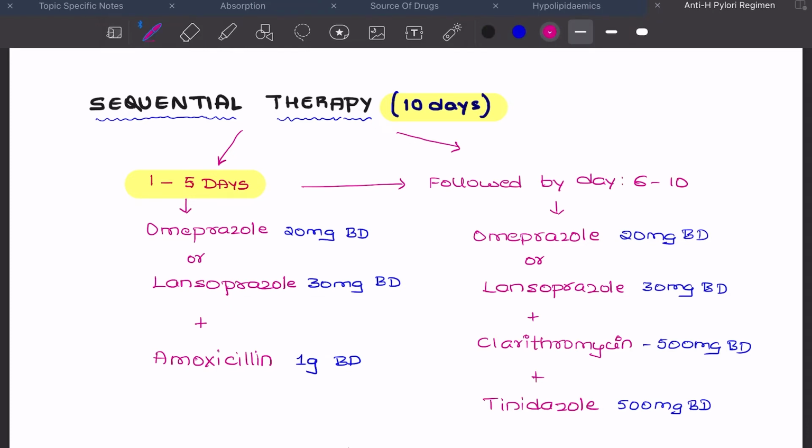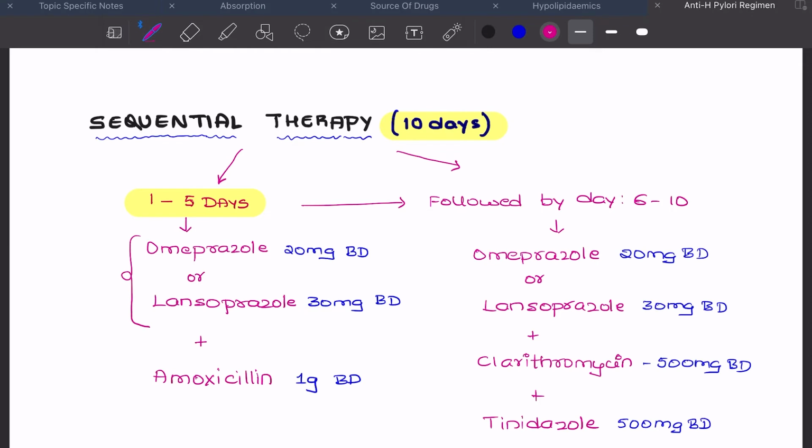So this is one drug and the second one is the antimicrobial agent. One drug you will choose from the proton pump inhibitors. Please remember, in the initial phase for the first 5 days you will be choosing two drugs. Out of the two drugs, one will be from proton pump inhibitor, either omeprazole or lansoprazole. Along with that, you will be adding amoxicillin 1 gram BD.